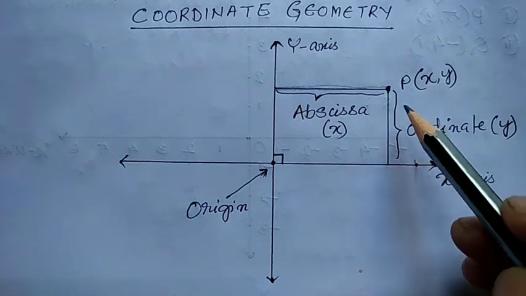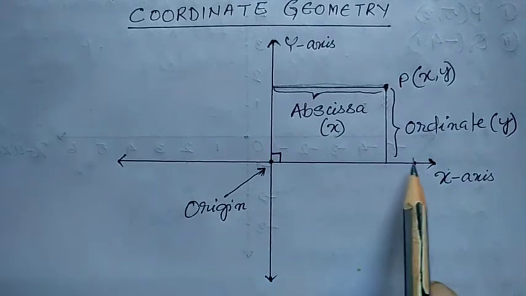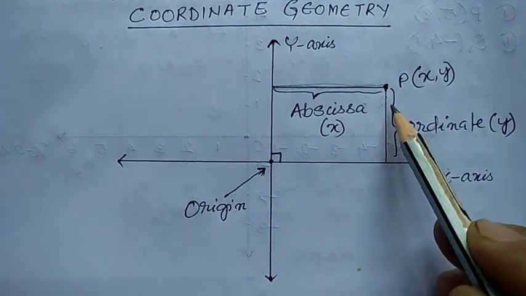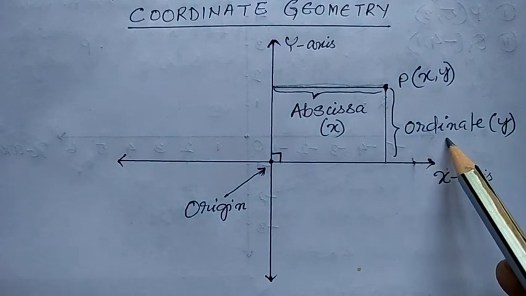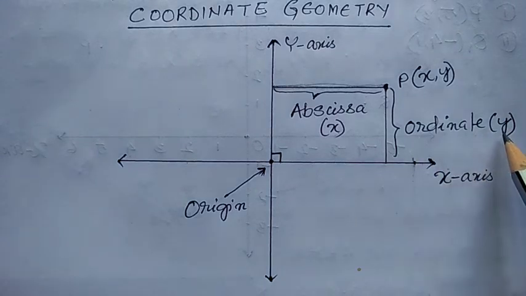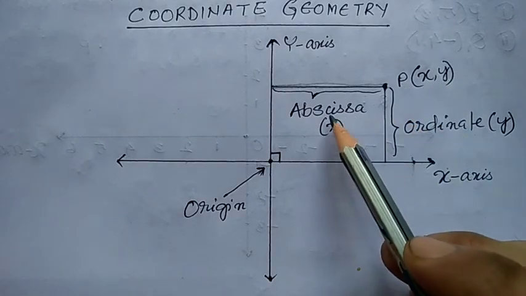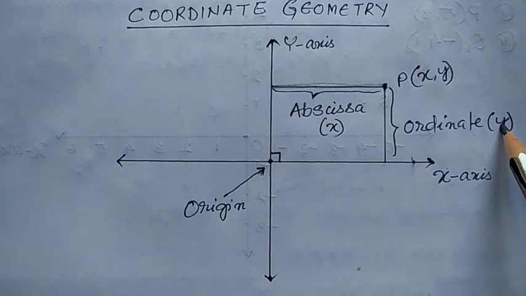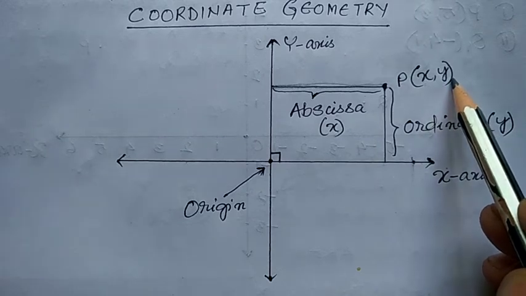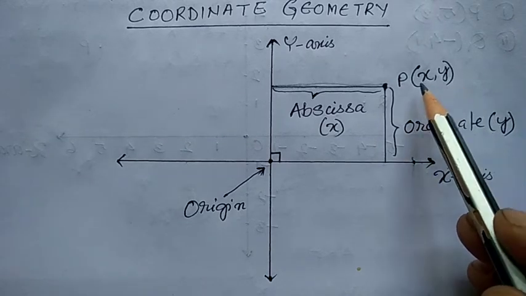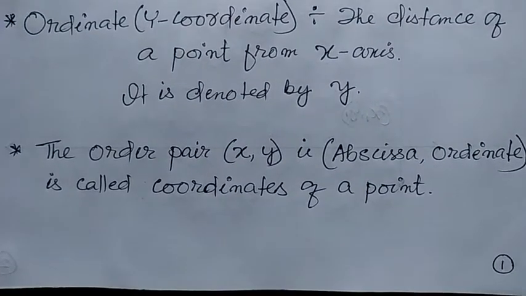Next we have ordinate. It is nothing but the distance of this point P from the x-axis. Here is the x-axis, and this gives the distance between point P and the x-axis. So this distance is called ordinate, and ordinate is denoted by the letter y. Then now we write this for P. We write x and y together, abscissa, comma, ordinate y. So this x and y written together, which are abscissa and ordinate, are collectively called the coordinates of this point P.